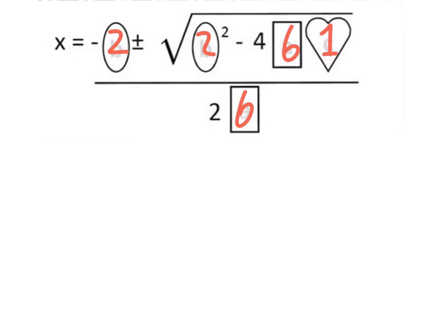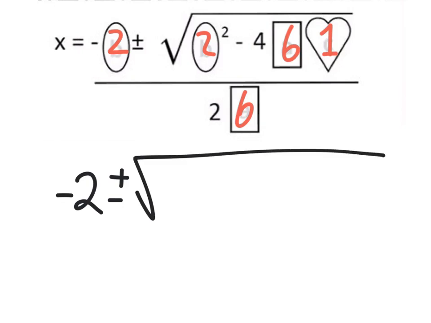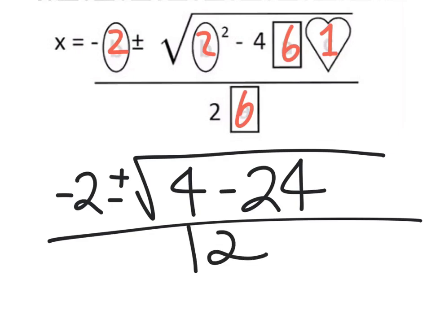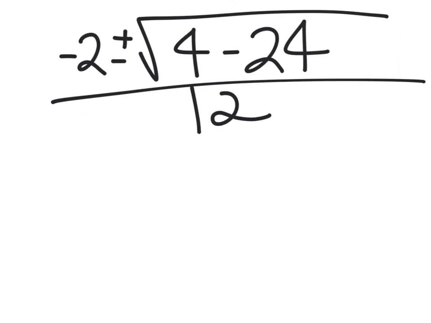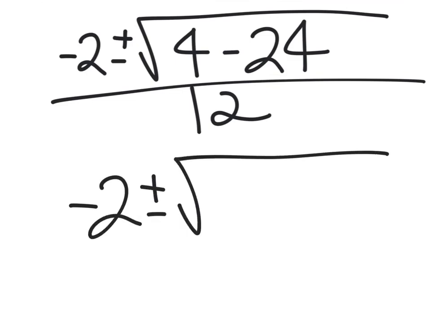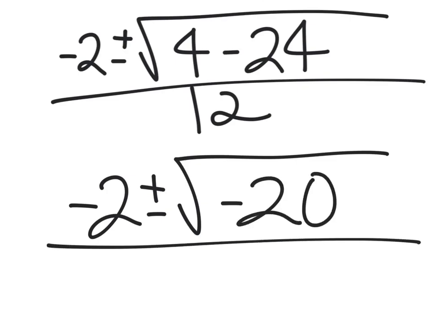All right, so it's negative 2 plus or minus the square root of 2 squared, which is 4, minus 4 times 6 times 1, which is going to give us 24, and this is all over 12. All right, so now what do we know? It's going to be negative 2 plus or minus the square root of 4 minus 24, which is going to be negative 20, over 12.